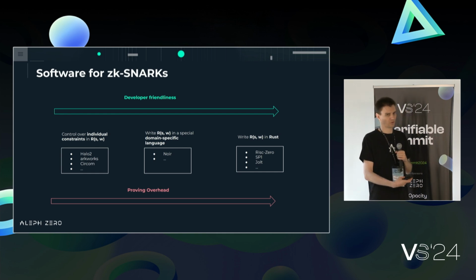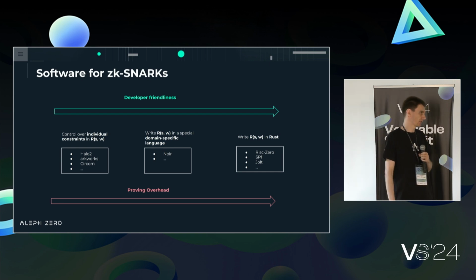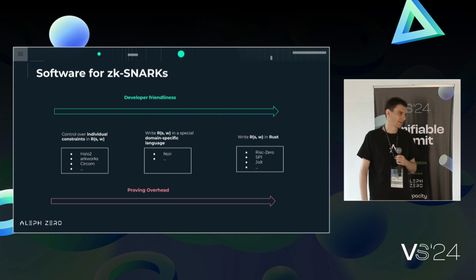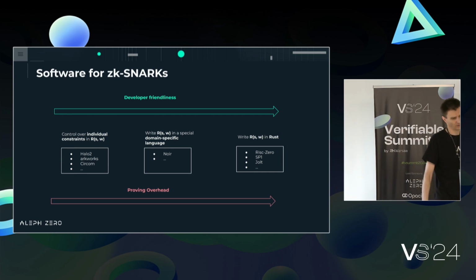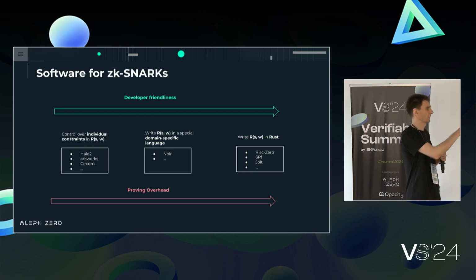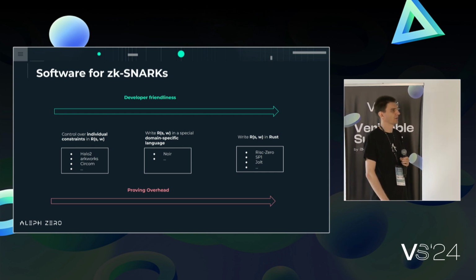So from the left, you have the most low level libraries. And by the way, this list is not comprehensive. There are many awesome libraries missing, and yeah, I just didn't pay too much attention to list everything. But from the left, the most low level, where you can really be very close to the cryptography. So there are finite fields, there are arithmetic constraints, there are gates. So this is what you deal with in these libraries. That's how you specify your relation. It's quite low level, but it gives you a lot of control. And then the arrow on the bottom, it also tells you that the higher level you go, the more overhead you pay for this convenience, in a sense. So on the left, Halo 2, ArcWorks, Circom, these are quite low-level libraries.